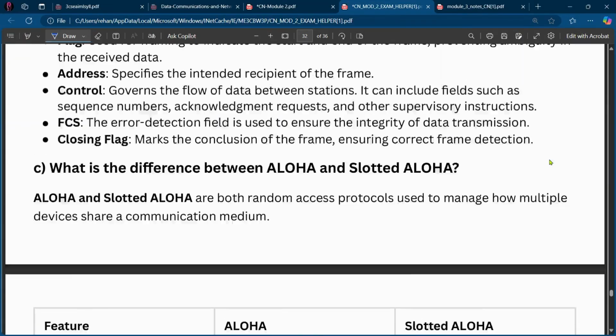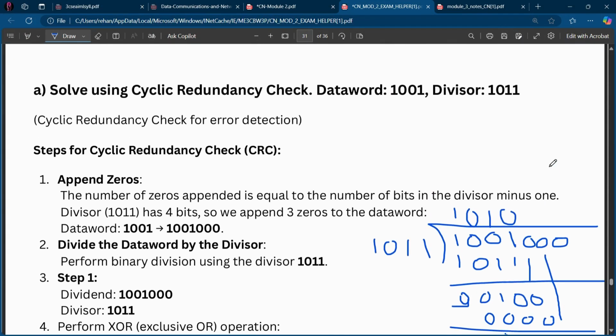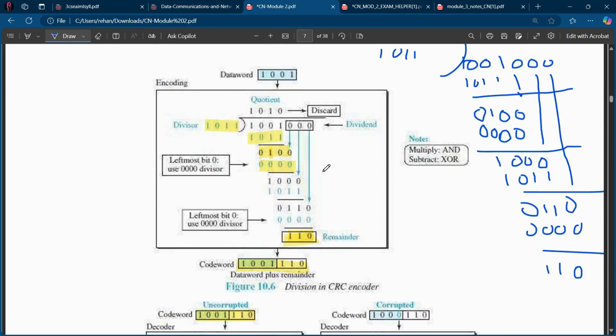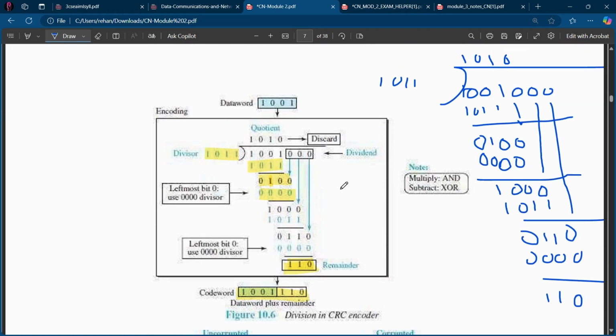So we have three questions A, B, C, which is actually easy. First is solving using the cyclic redundancy check. The data was 1001. The divisor is 1011. So it's there in this textbook picture over here. See, I have solved it one by one.